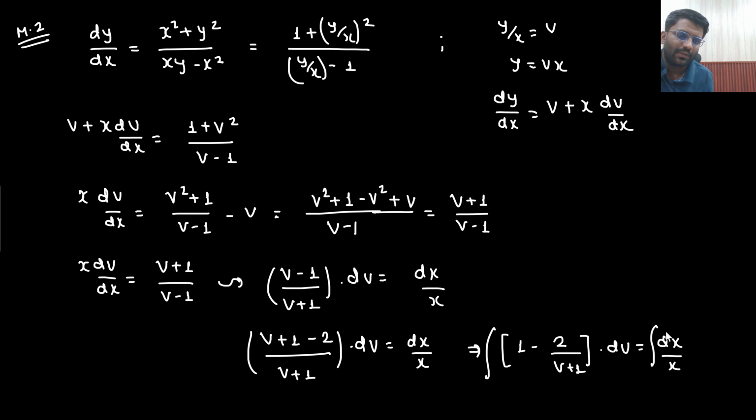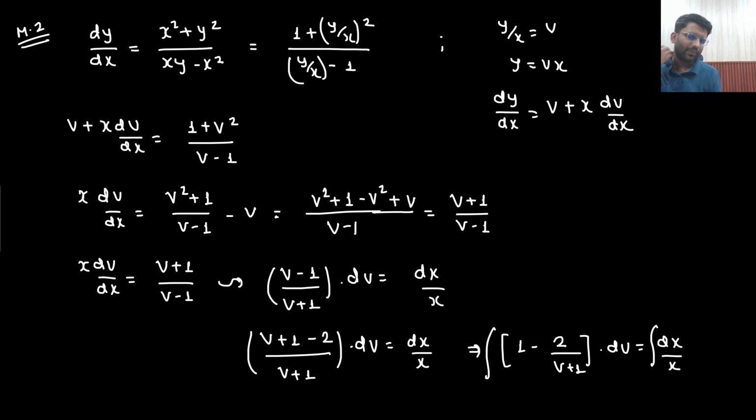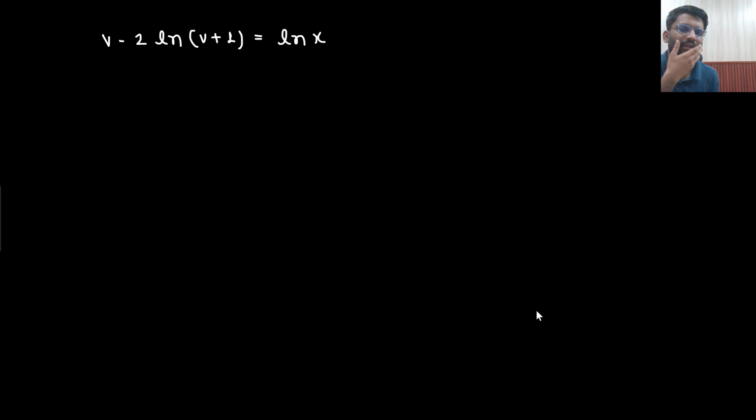So dv, it will be v minus 2 ln(v plus 1) equals ln x, that's it. Job done. Okay, let's check the calculation again. x dv/dx is (v plus 1)(v minus 1) upon (v plus 1) minus 2 (v minus 1) upon (v plus 1). So (1 minus 2 upon v plus 1) dv equals dx by x. When you integrate, this is the answer that you are getting.